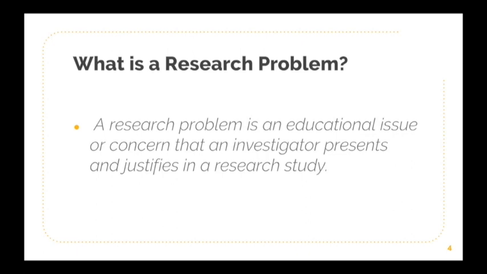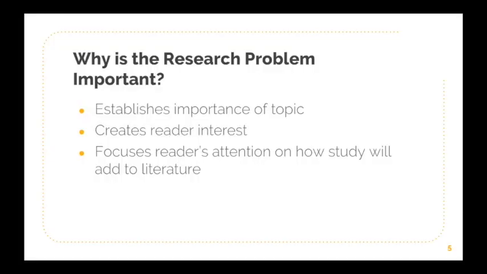The research problem is an educational issue or concern that an investigator presents and justifies in a research study. The issue is the concern that investigators present, and then the research problem is justified in the research study. You have both of them combined to be a research problem. Next, why is the research problem important?